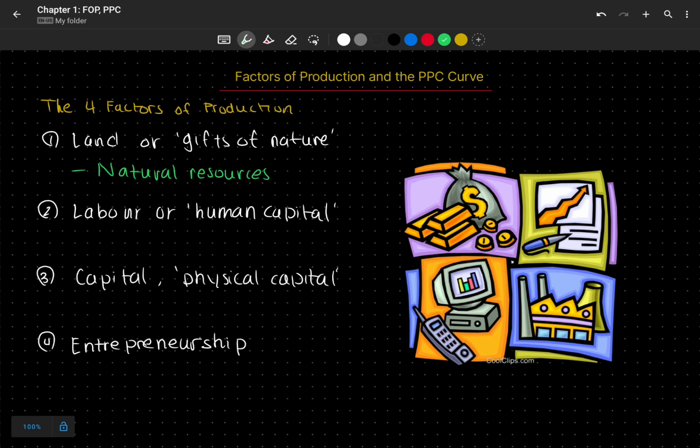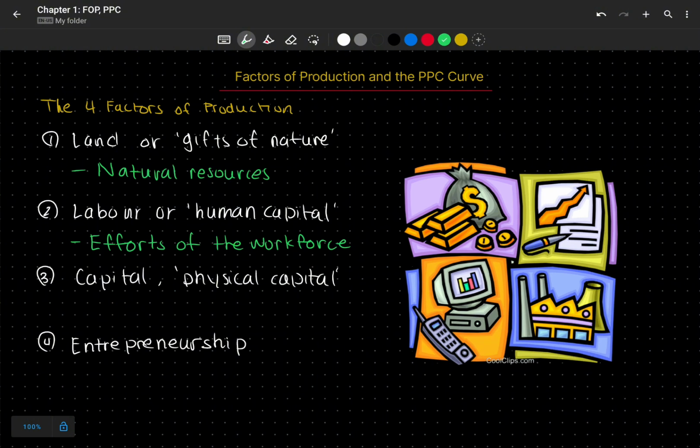Your second category is labor, or human capital. Labor is all efforts of the workforce. Either physical or mental efforts are classified under labor. So for example, it could be a teacher teaching their students, it could be an attorney defending their client, it could be a farmer growing their crops.